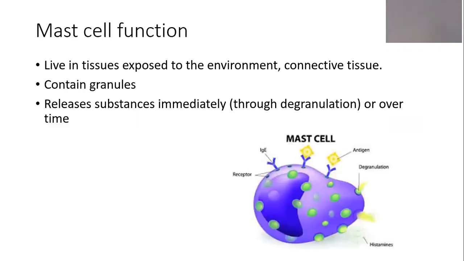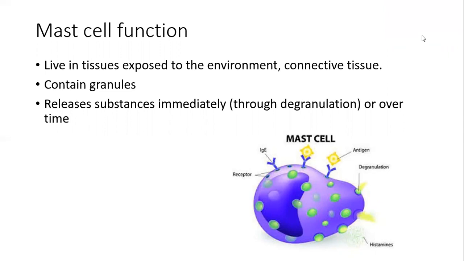So let's plunge into mast cells. They're an interesting player in this whole process. They live in tissues exposed to the environment, like connective tissue. They contain granules, and they release substances immediately through degranulation or over time. So they can work either way. So you can see a little burst of degranulation happening there, or it can kind of ooze out.